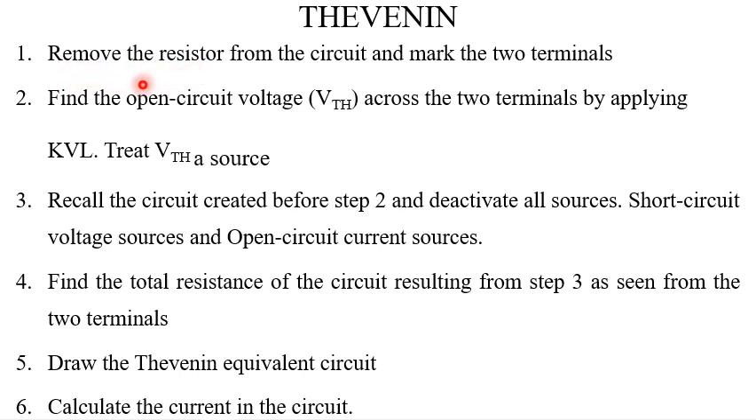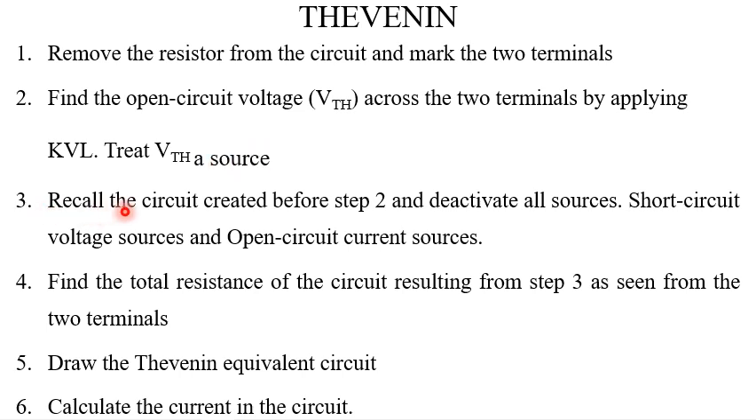To find the current through that particular resistor, the first thing we do is remove the resistor from the circuit and mark the two terminals. After removing the resistor, we find the open circuit voltage, also known as VTH, across the two terminals that we have removed, by applying KVL. And we should treat VTH as a source. We remember that from KVL we have voltage sources and voltage drops. In this case, we should treat VTH as a source, not as a voltage drop. So we have to keep this in mind.